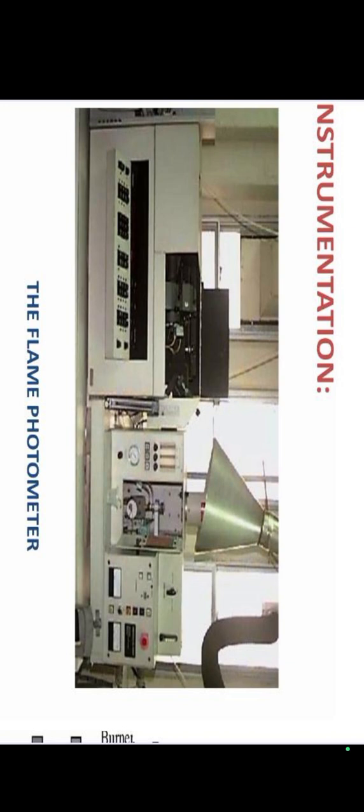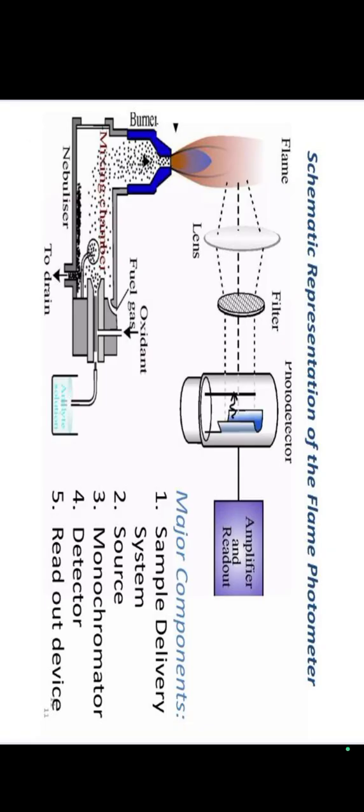This is the picture of the flame photometer. Next we see the instrumentation of flame photometry. First we see the structural picture: the burner flame and lens, filter, photo detector, amplifier and recorder, nebulizer, etc. The major components are the sample delivery system, second the source, third the monochromator, fourth the detector, and fifth the readout device. These are the systematic representations of the flame photometer.